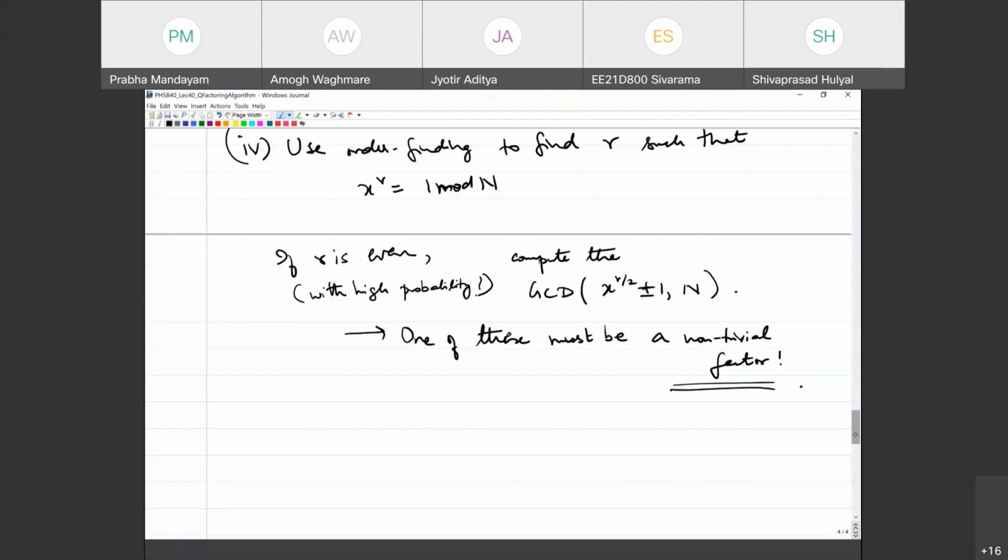So these are the steps, right? And if the order is not even, you repeat this a few times and then you will get an order which is even. And then by repeating this a few times, you're going to end up with all the factors of n, right?